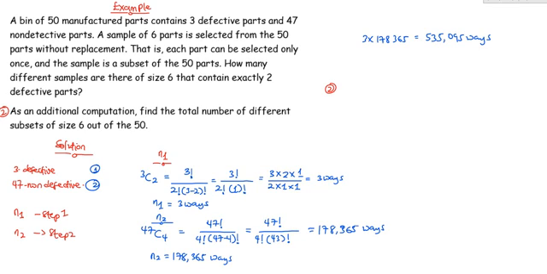The second question says that, as an additional computation, find the total number of different subsets of size 6 out of the 50. So we want to find the total number of subsets of size 6 that we can get out of the 50. That's going to be 50 combination 6, because you're not considering order in this case. That's 50 factorial divided by 6 factorial multiplying 50 minus 6 factorial, which gives us 50 factorial divided by 6 factorial multiplying 44 factorial. This gives us a value of 15,890,700 different ways.